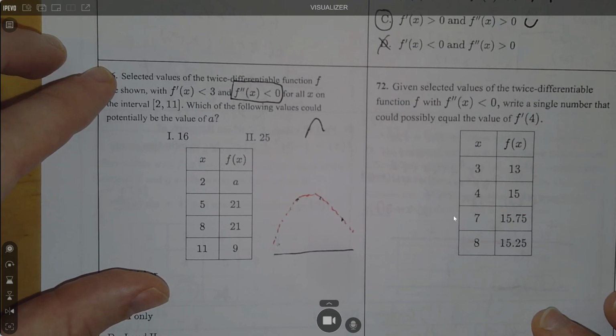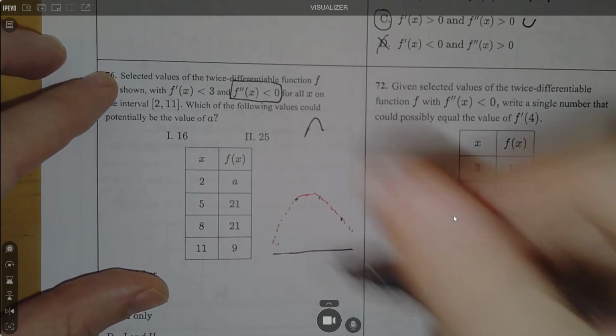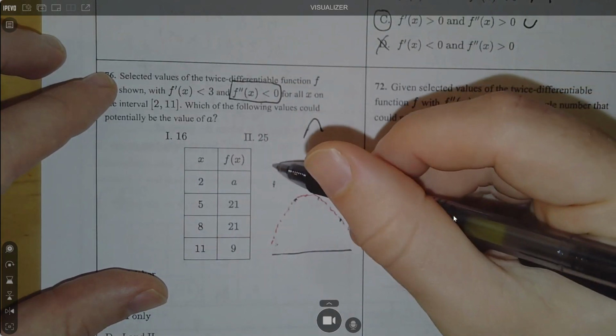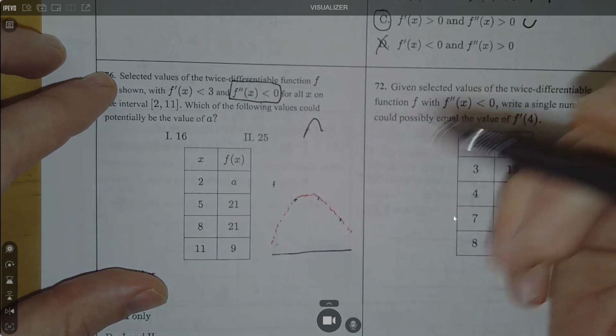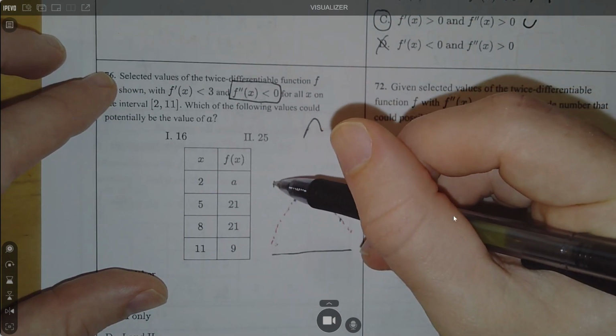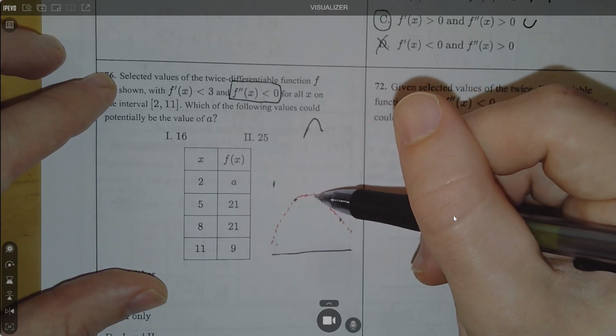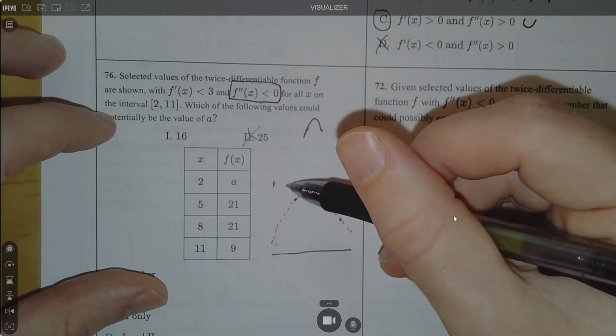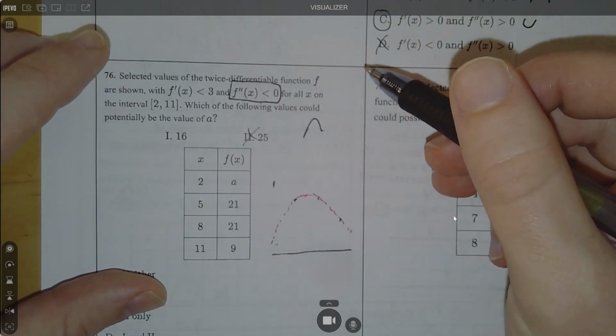Well, 25 doesn't make sense, because if I put 25 up, it's going to be way up here, and that's not concave down, right? My slope from here would have to be concave up to make this slope here. See? So there's no way 25 can be it, because that ruins my concave down, right?